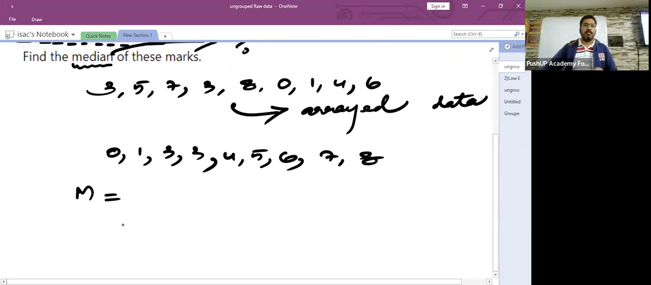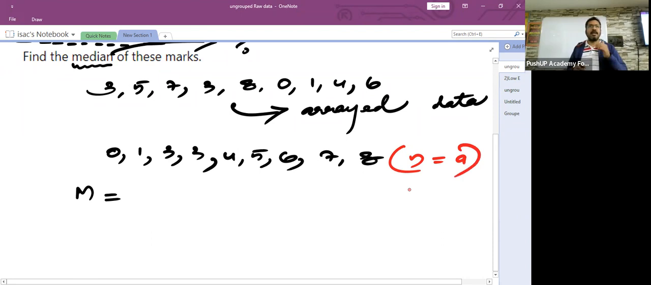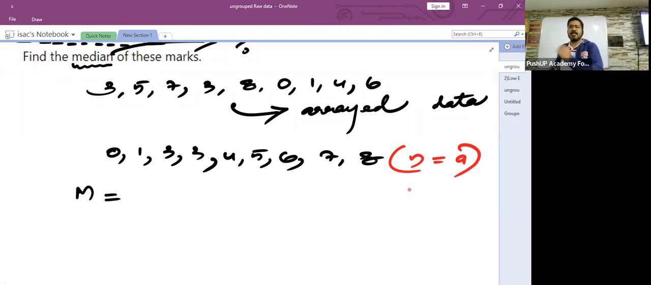Fine. Now, tell me, children, how many observations are given to you? What would be the value of N? N is equal to 9 because there were 9 questions and the child has attempted all the 9 questions and his marks are written in an ascending order. The number of observation is equal to what? 9.